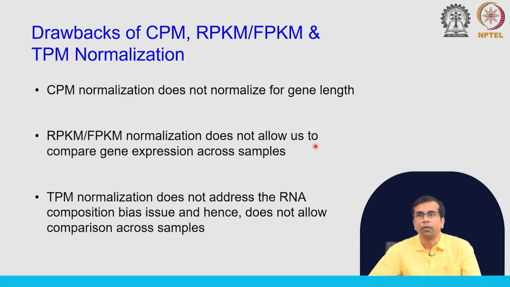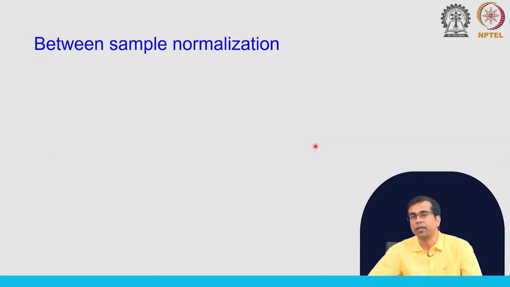So, what are the solutions? As we have seen, RPKM, FPKM and TPM do not really normalize for this RNA composition bias. So, what can we do to address these situations? The answer is, of course, we need to do something called between sample normalization. RPKM or TPM methods are not doing between sample normalization, they are simply doing within sample normalization.